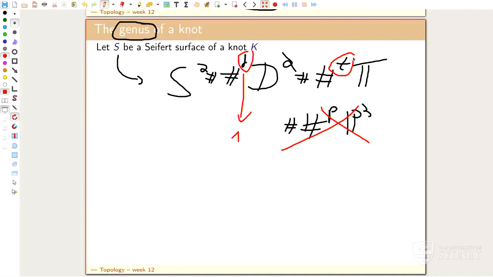Right, let me do it again. This is our standard form. We know S will be in that form. It's orientable, no projective planes. There's just the knot as a boundary, so D is 1. So the only information left is the number of tori. And that's exactly what the genus is.